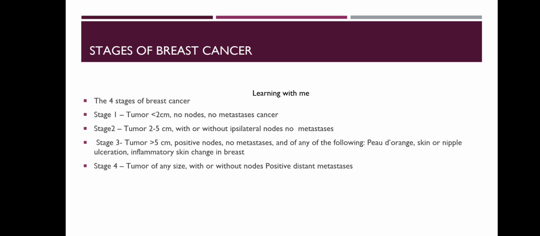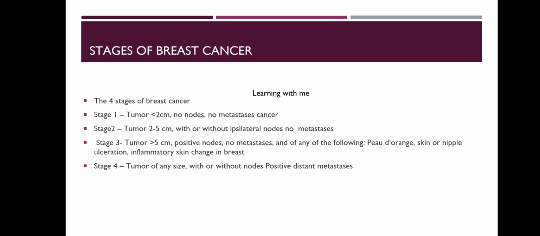Then stages of breast cancer. There are four stages of breast cancer. Stage 1, tumor less than 2 cm, no nodes, no metastasis. Stage 2, tumor 2 to 5 cm with or without ipsilateral nodes, no metastasis.